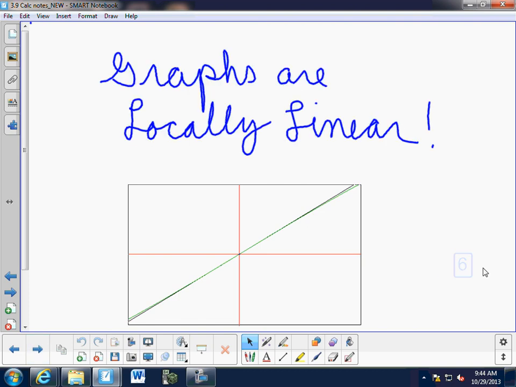So the phrase I'm going to use a lot this year is the idea of locally linear. Even though obviously the sine curve is a curve, it zigs and zags, it does all sorts of things, if you zoom in enough, a graph is locally linear. Yeah, I messed up. I clicked on it.